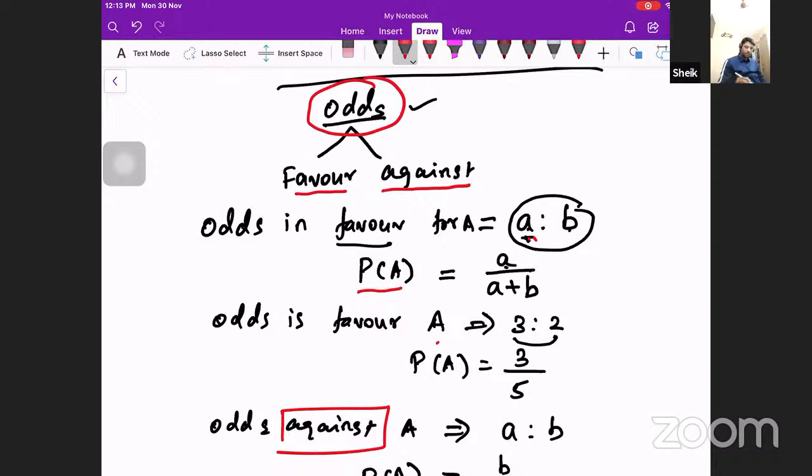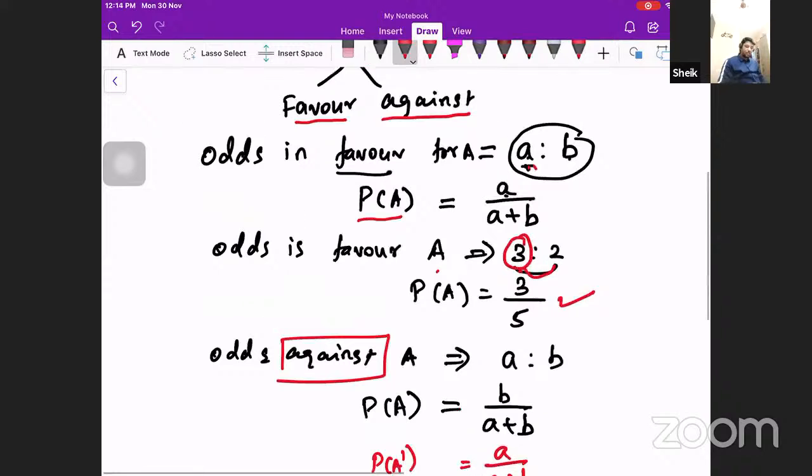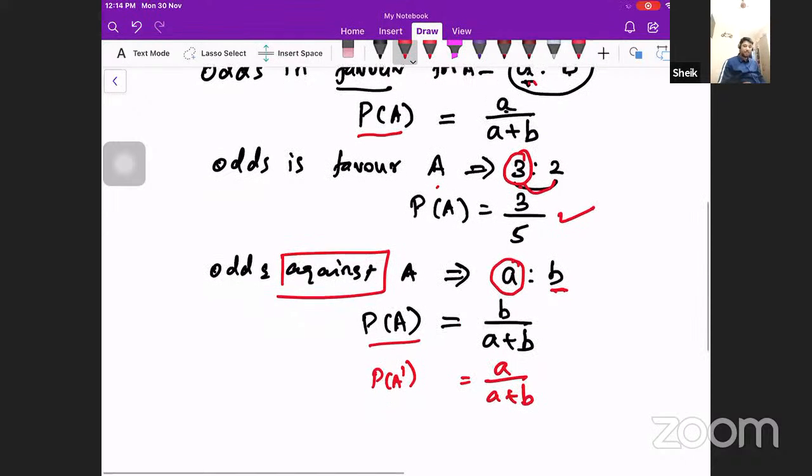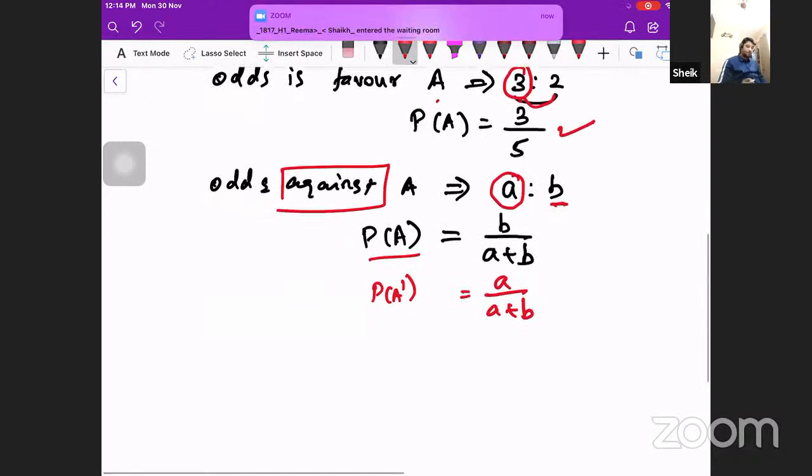Odds in favor of A is equal to 3:2, which is nothing but P of A is the first part divided by the total. 3 plus 2 is 5, so 3 by 5. In the same way for odds against, if odds against is given, then the first part is against and the second is what is actually favoring. Therefore, P of A is equal to B by A plus B.